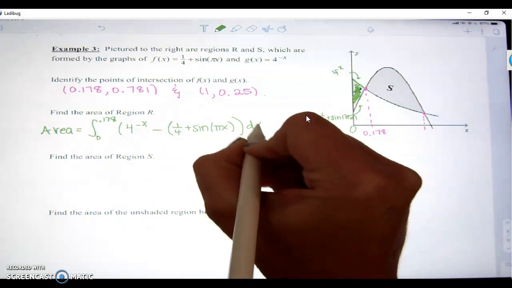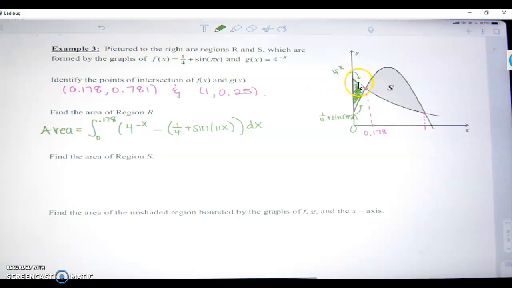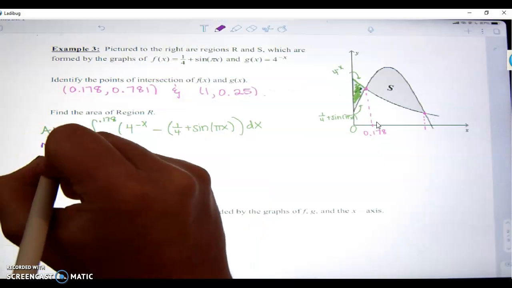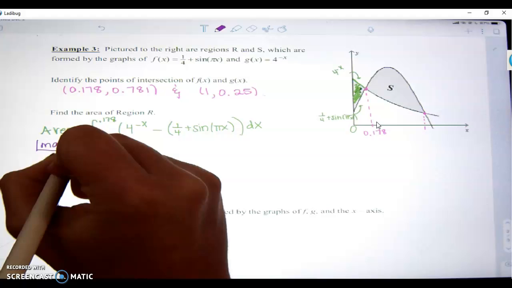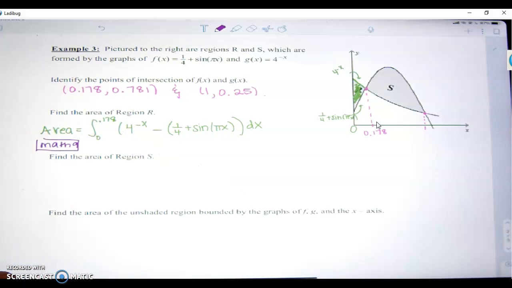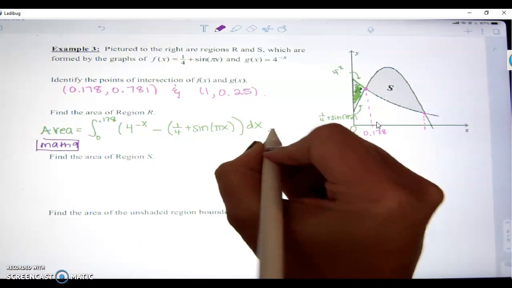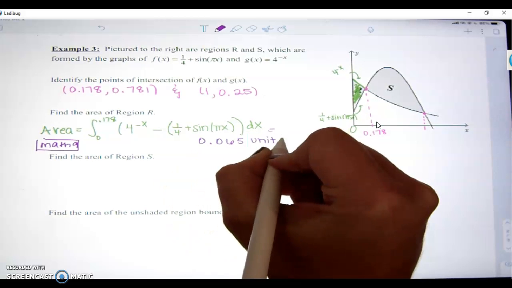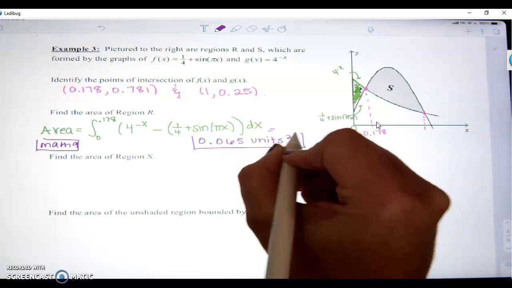So when you're doing area, make sure that you have the top, so in this case that's the 4 to the negative x, minus the bottom, and you start at 0 and go to 0.178. So you would type this into Math 9. I'm going to let you just try that so we don't spend as much time on the video. And make sure you can get 0.065 because it's area, it would be units squared.